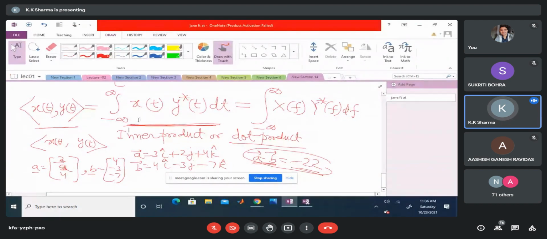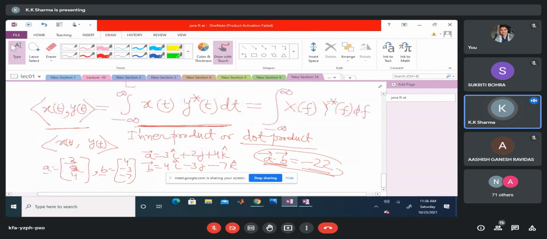And the property of the Fourier transform is that on the left hand side you have continuous time signals, whereas on the right hand side you are involving the Fourier transform of the same signals. So this is nothing but the inner product between X(f) and Y(f). So how do you take the inner product? Take one signal directly, take the complex conjugate of another signal, integrate it. You will obtain a number. Remember, inner product is always a number.